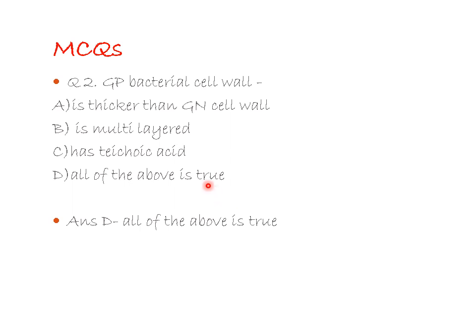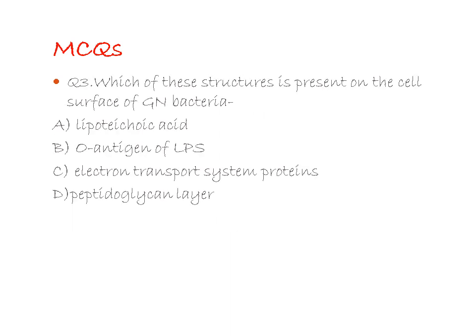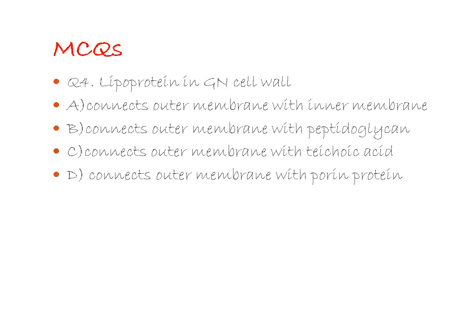We have seen that the gram-positive cell wall is thicker as compared to the gram-negative cell wall. Which of these structures is present on the cell surface of gram-negative bacteria? A. Lipoteichoic acid, B. O antigen of lipopolysaccharide, C. Electron transport system proteins, D. Peptidoglycan layer. Which of them is present on the surface? Answer is B. O antigen of lipopolysaccharide. We have seen there is a lipopolysaccharide which consists of lipid A, polysaccharide core and O antigen, which is present on the surface of gram-negative bacteria.